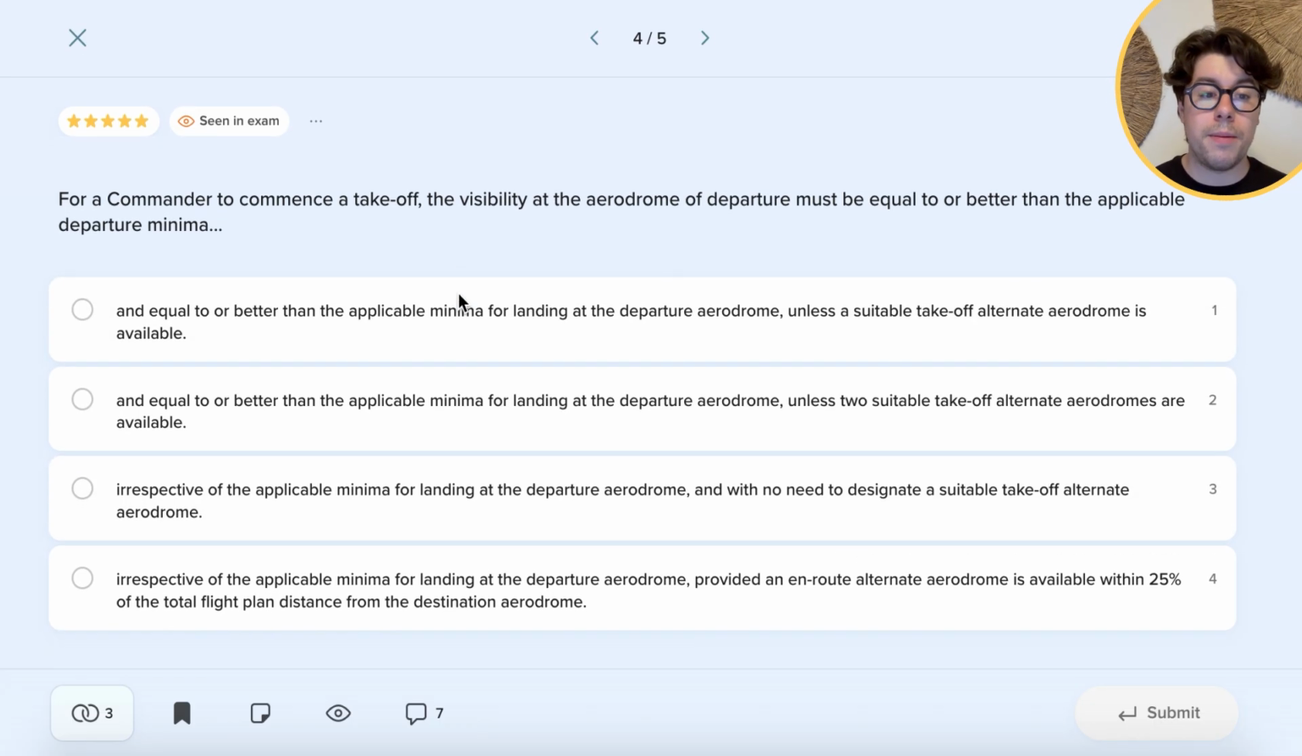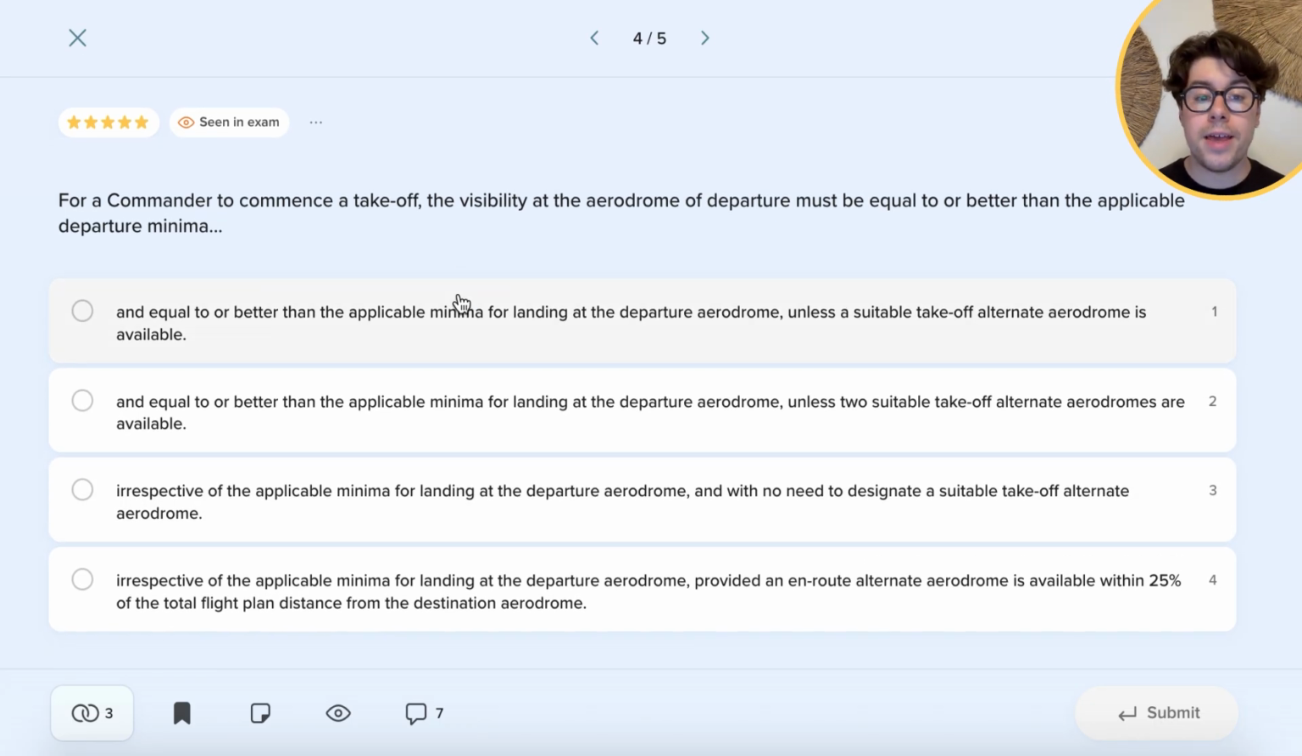And now for question number 4. For a commander to commence a takeoff, the visibility at the aerodrome of departure must be equal to or better than the applicable departure minima. So this is an interesting question as well. However, this is something that you will definitely study during your low visibility operations classes once you begin your type rating as well.